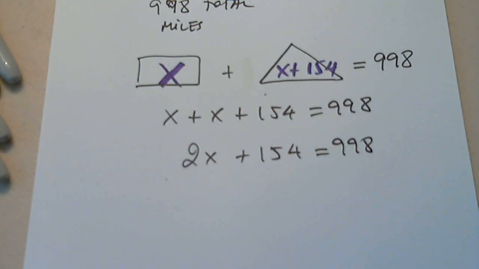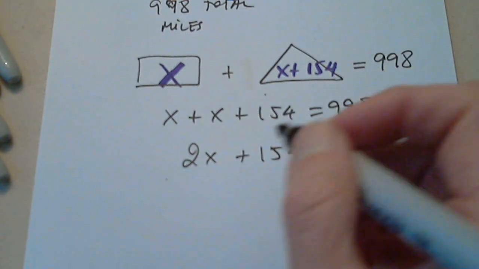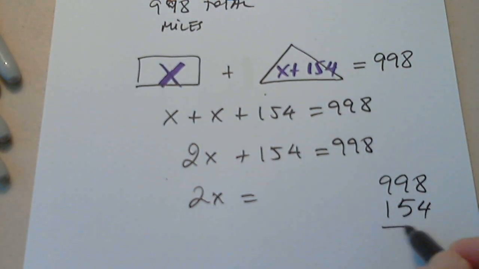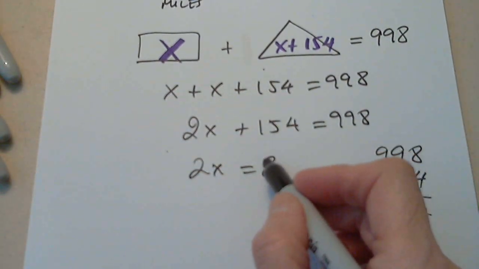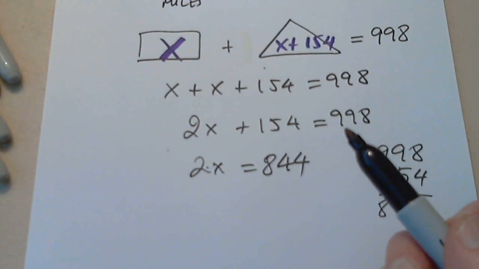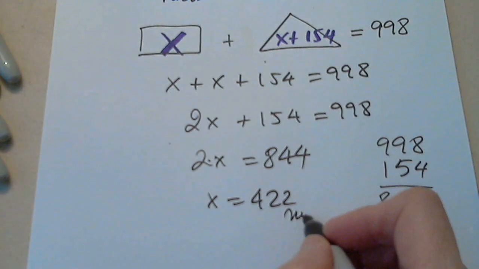Good. Now, it's positive here, it will become negative here. So 2x equals 998 minus 154, which is 844. Final step: I want to move 2 to the other side. Do you allow me or not? We have to divide. You cannot move it because it's multiplied. So then x equals 422 miles.